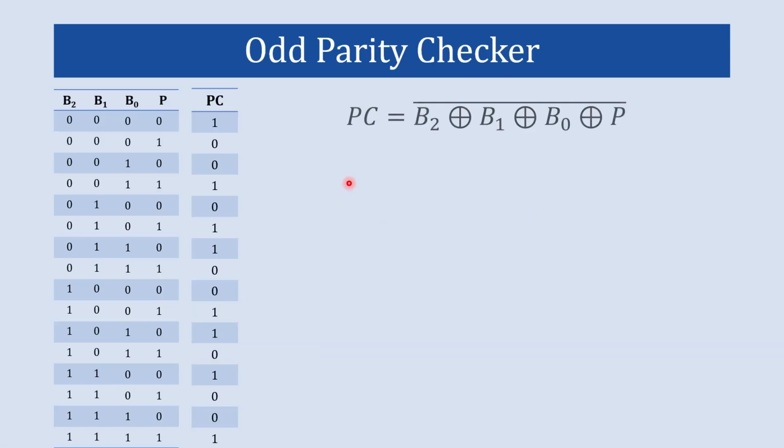So the simplified boolean expression for the parity checker circuit is: B2 XOR B1 XOR B0 XOR parity bit P, and then finally the NOT operation of all these things. So as per this equation, if we design the logical circuit, then it looks like this.